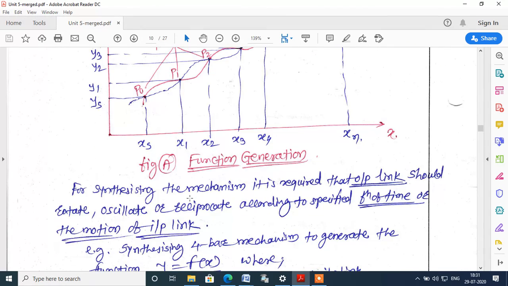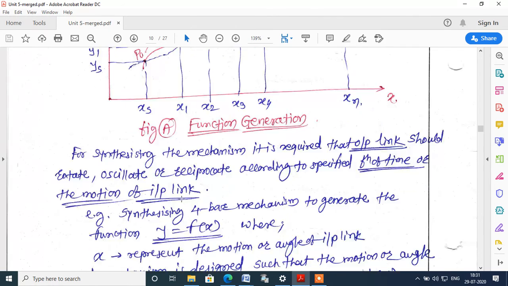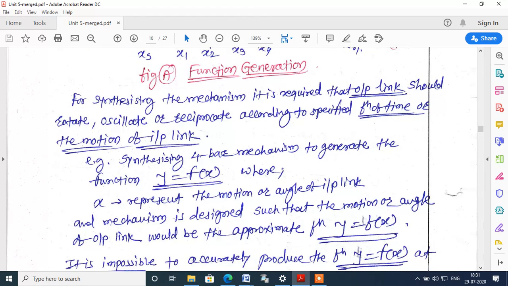So for synthesis of this mechanism, it is required that the output link should rotate, oscillate or reciprocate according to a specified function of time or the motion of the input link. So here we are synthesizing a 4-bar mechanism to generate the function y equal to f of x, where x represents the motion or angle of the input link, and the mechanism is designed in such a way that the angle of the output link would be the appropriate function y equal to f of x.